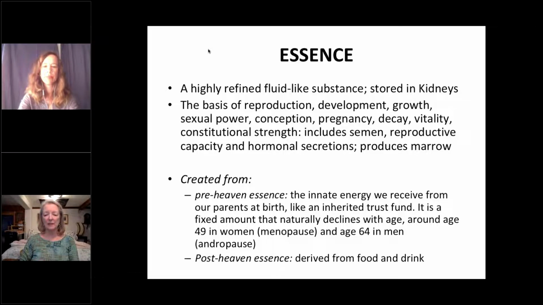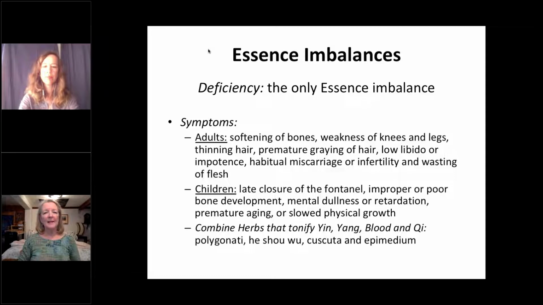with food and drink. So essence imbalances, I was talking about the children, the late closure of the fontanelle, poor bone development, all of that. And what you do is you use herbs that tonify yin-yang, blood and qi together in order to strengthen essence. Now, I have worked with children who have had slow growth. I work with more than one, and at a distance actually. And by tonifying the yin yang blood and qi for how it shows in their body, you can change the maturation process in them.